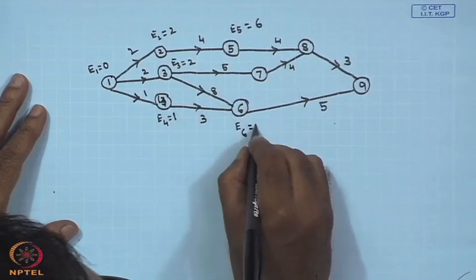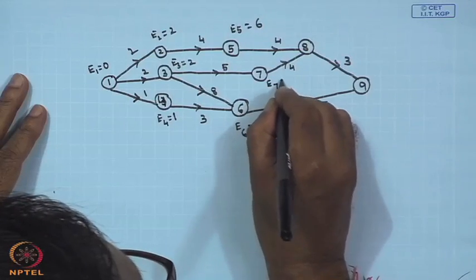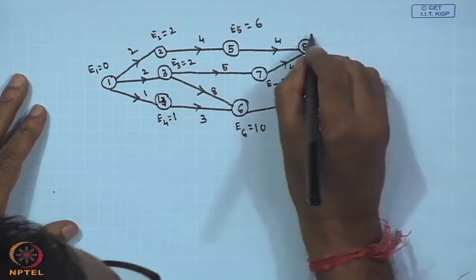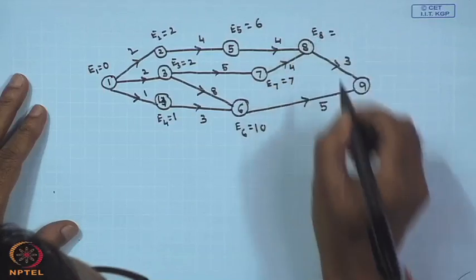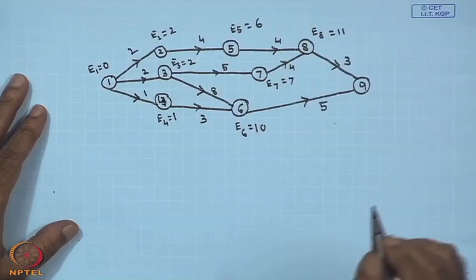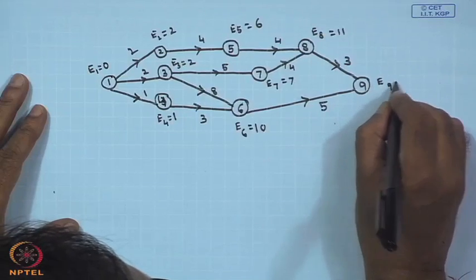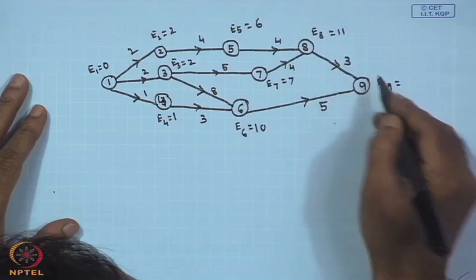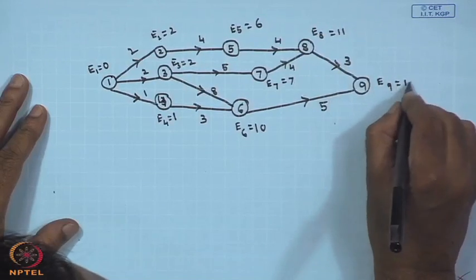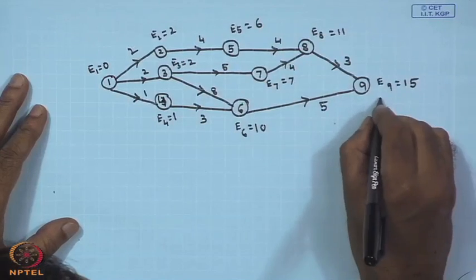So, 10 is the maximum, so E 6 is 10. Your E 7 is 5 plus 2, 7. Your E 8 is 6 plus 4, 10, and 7 plus 4, 11, maximum is 11. And this one E 9 is 11 plus 3, 14, and 10 plus 5, 15, maximum is 15. So, this is your E 9, that is the earliest time from the forward pass.